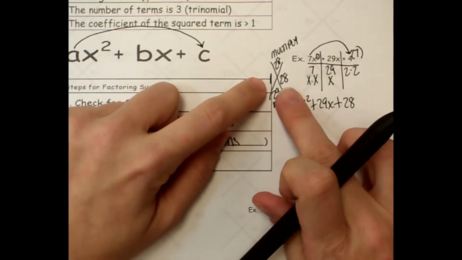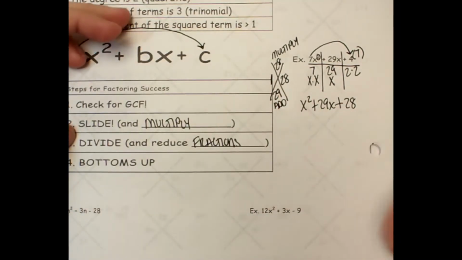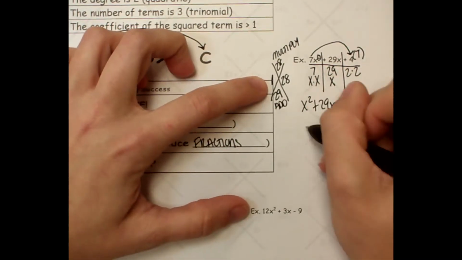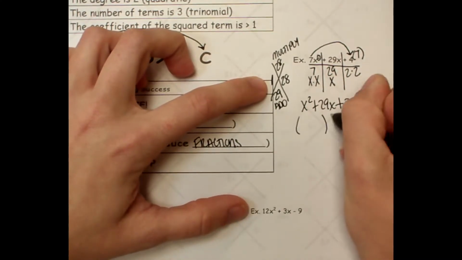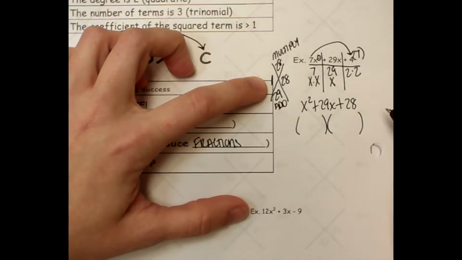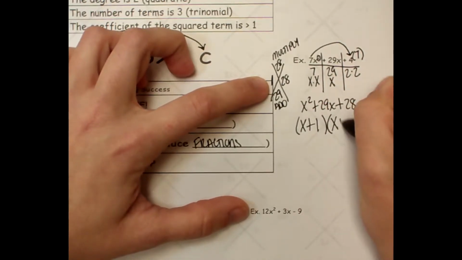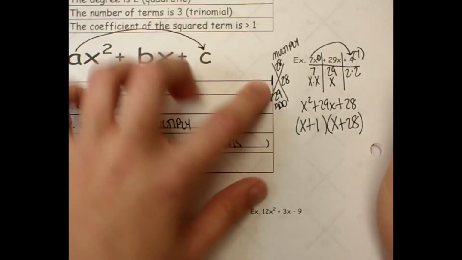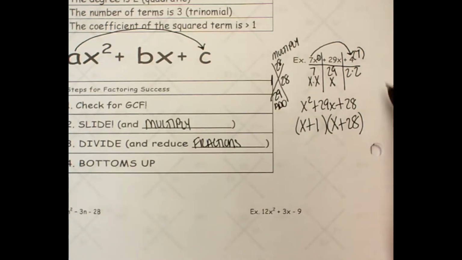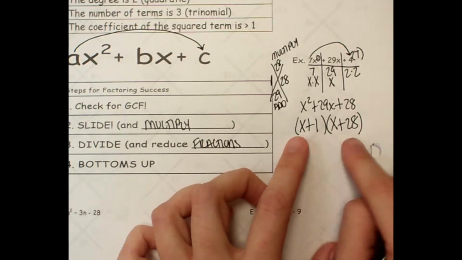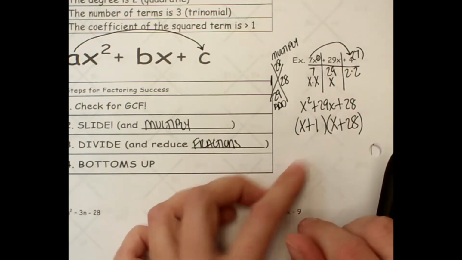So these become my factors. They're both positive. So if you make your parentheses for your factors, it's going to be x plus 1 and x plus 28. So there right there is my factors. It's whatever multiplies together to give you that trinomial.